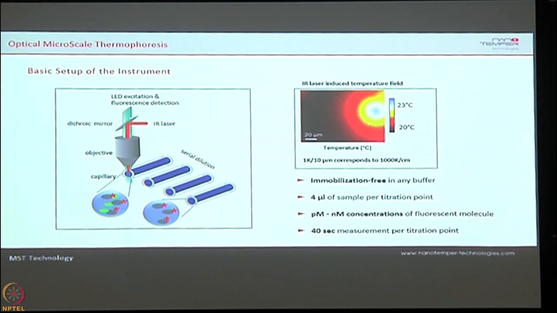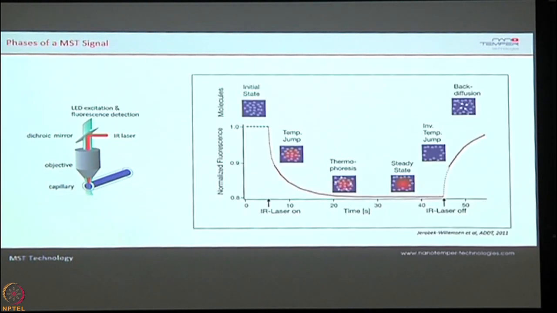And many people ask, how much is the temperature we create? It's a very steep gradient, as you can see in the slide, 20 to 23 degrees. So that temperature doesn't affect any of your molecules. So what we do is fix one of your partners and titrate the second one in different dilutions, and irradiate with the laser. And you see how the biomolecules move away upon interaction and when they are not interacting. That difference helps us determine the binding affinity. Let's see more in detail in the next slide.